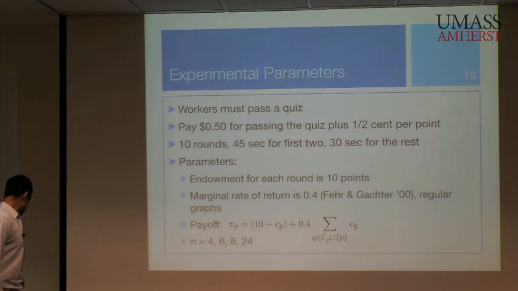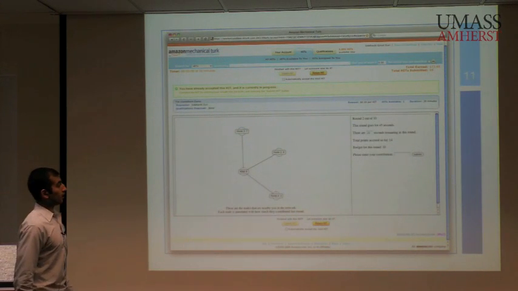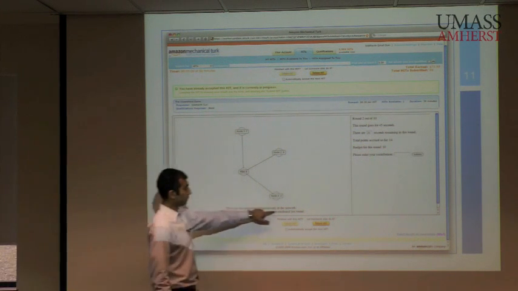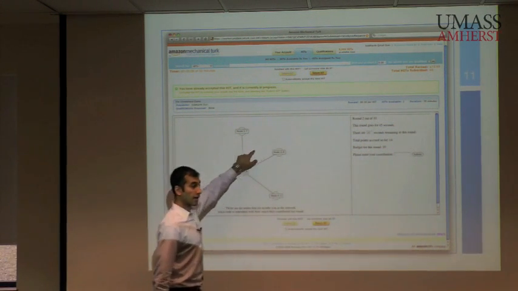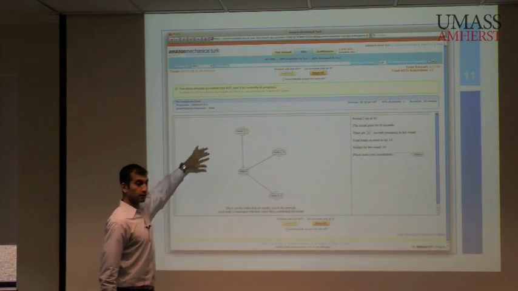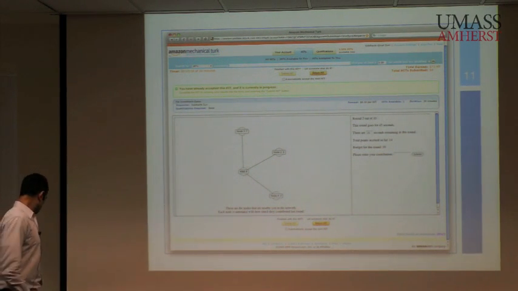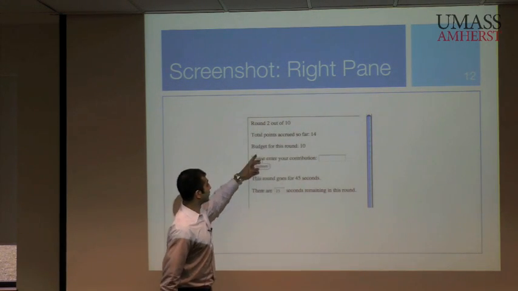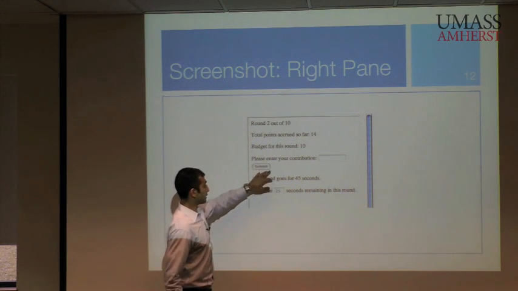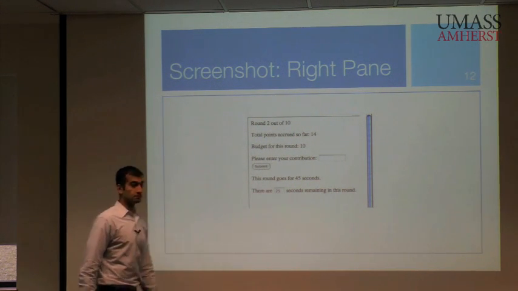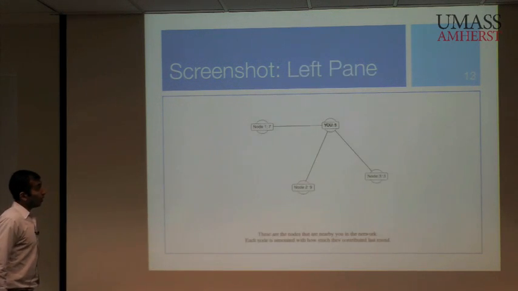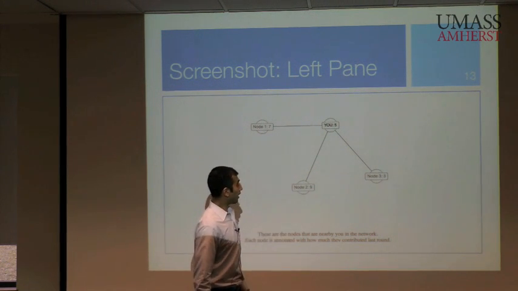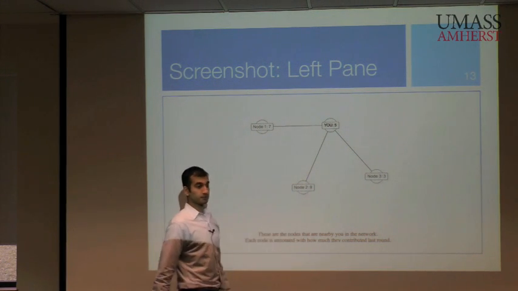Okay. So this is a little screenshot. It's a little hard to see, so I'm going to zoom in on the right panel, then I'll zoom in on the left panel. Everything in here is an iframe. Everything in here is my code. Everything outside this box is Amazon Mechanical Turk. They just give you an iframe, and you put whatever you want inside of it. So the right panel says this is round 2 out of 10. You've accrued 14 points so far. Your budget for this round is 10. That's your endowment. Please enter your contribution, and you have 25 seconds left to do so. The left panel is you, and these are the nodes you're connected to, and each node is annotated with how much they contributed last round.